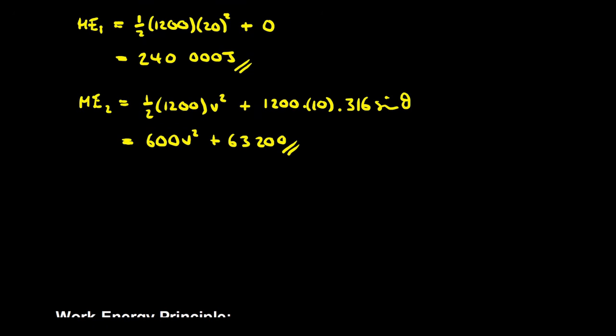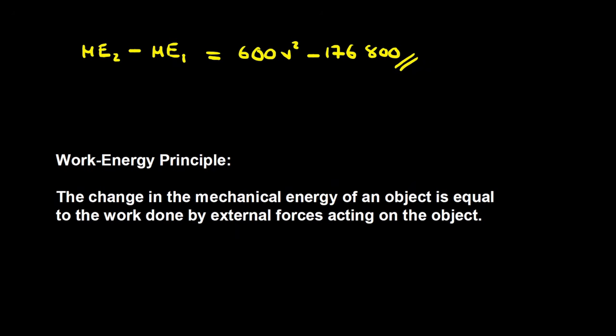All right, then. What I now want to do is calculate the change in the mechanical energy. And that means I'm going to do the final mechanical energy minus the initial. Right, so I'm going to take the mechanical energy at the end and subtract from it the mechanical energy at the beginning. If I do that, I'm going to get 600 v squared, and then I've got the 63,200 minus the 240,000, which is minus 176,800. Okay, so that's my change in mechanical energy. Well, what does the work energy principle state?